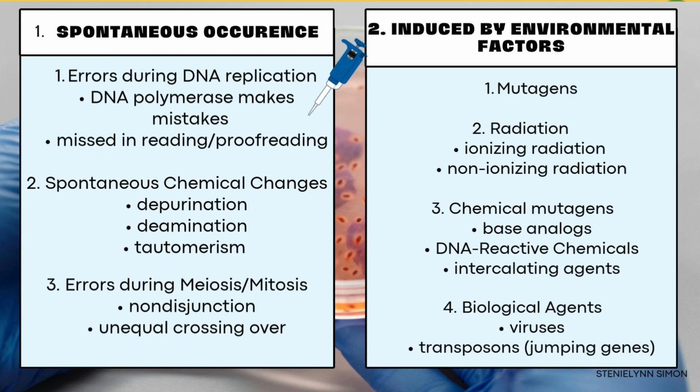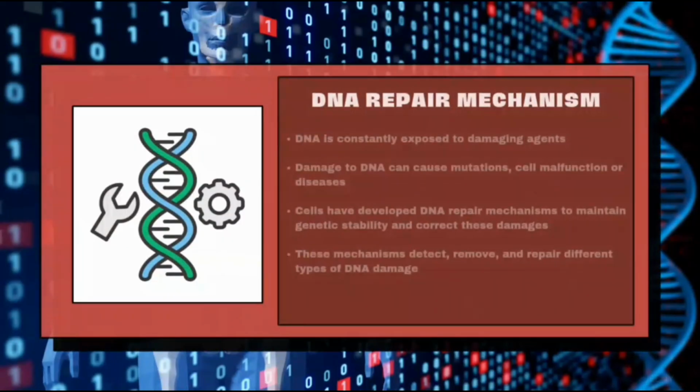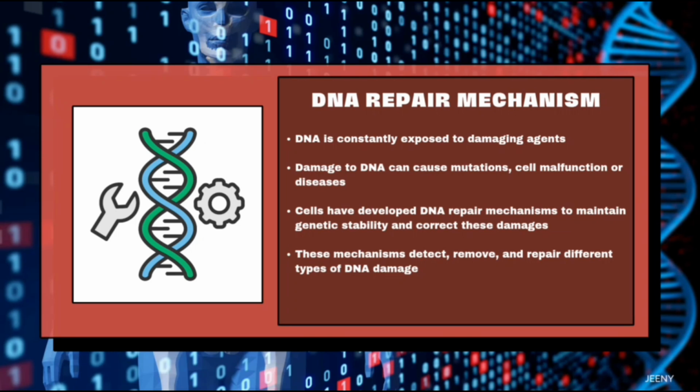induced by environmental factors. These factors can include things like radiation from the sun or X-rays and certain chemicals in our environment. DNA is constantly exposed to damage from UV light, chemicals, and even normal cell activities. To prevent mutations and diseases like cancer, cells have built-in DNA repair systems to fix different types of damage.